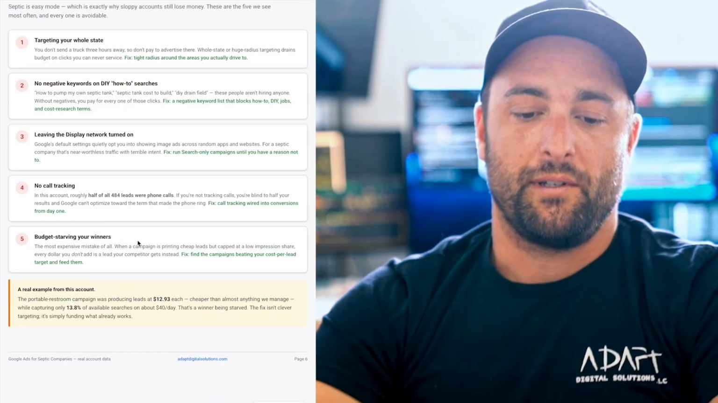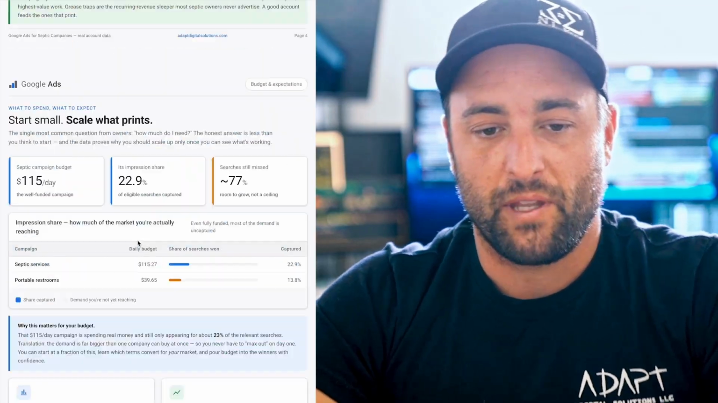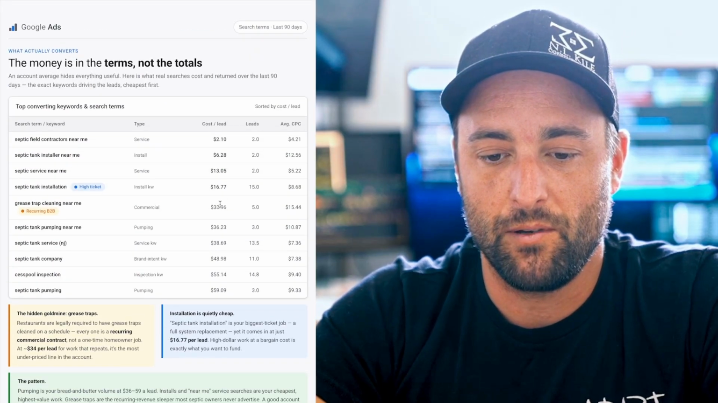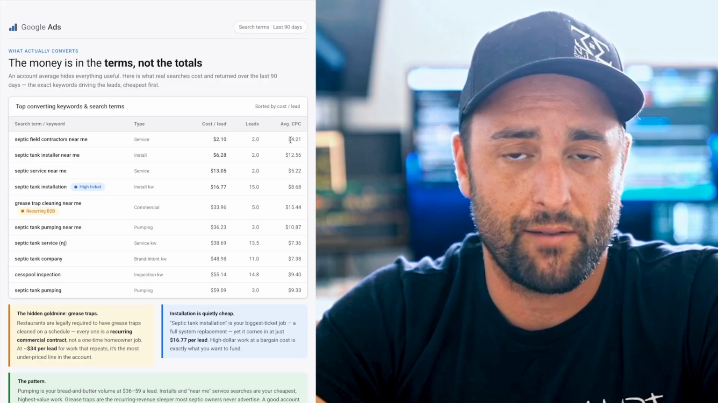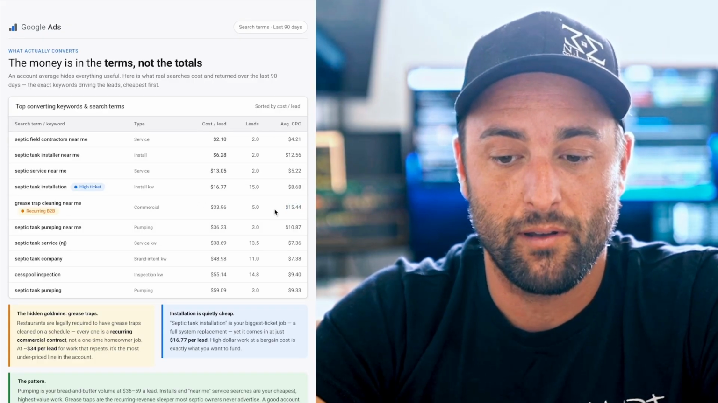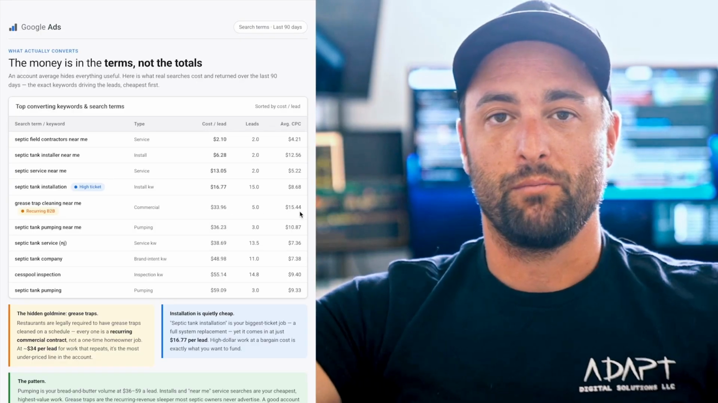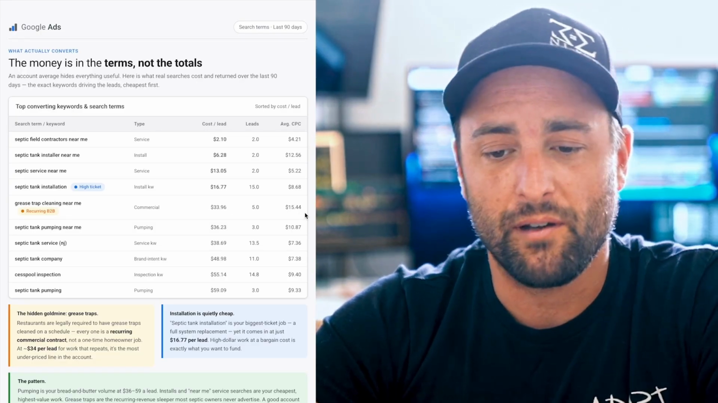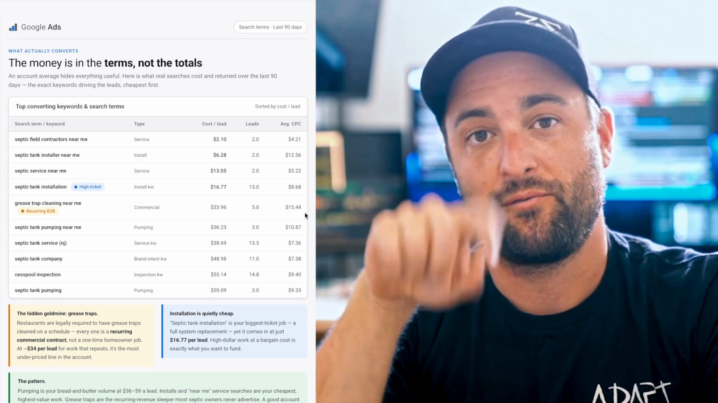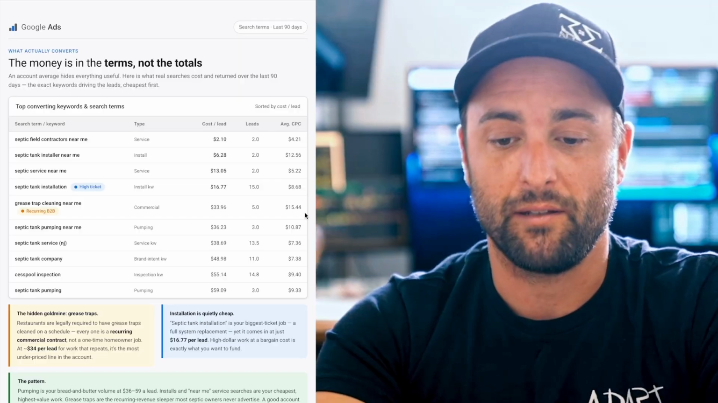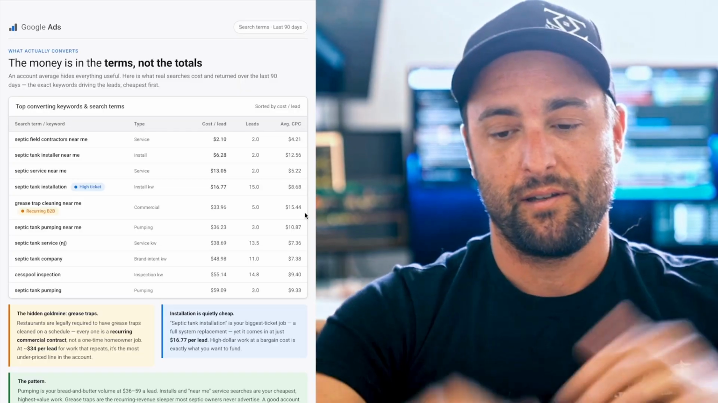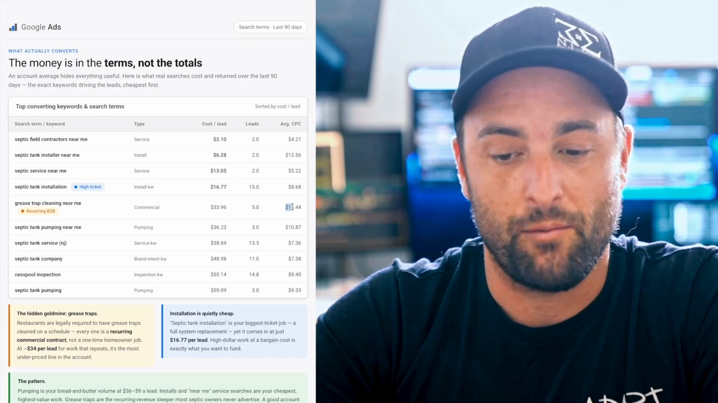And then the last one on this list is budget starving your winners. So if I go back up here, I can see these different keywords here. And you can see the average cost per click is kind of across the board. So you can see this one's a higher cost per click, the grease trap one. That means that more people are willing to bid on it higher. And because we have this campaign so optimized, and it's been optimized for the conversions, like I just explained, we are able to let Google dictate how much we spend for clicks. And that's why we'll spend more for this.